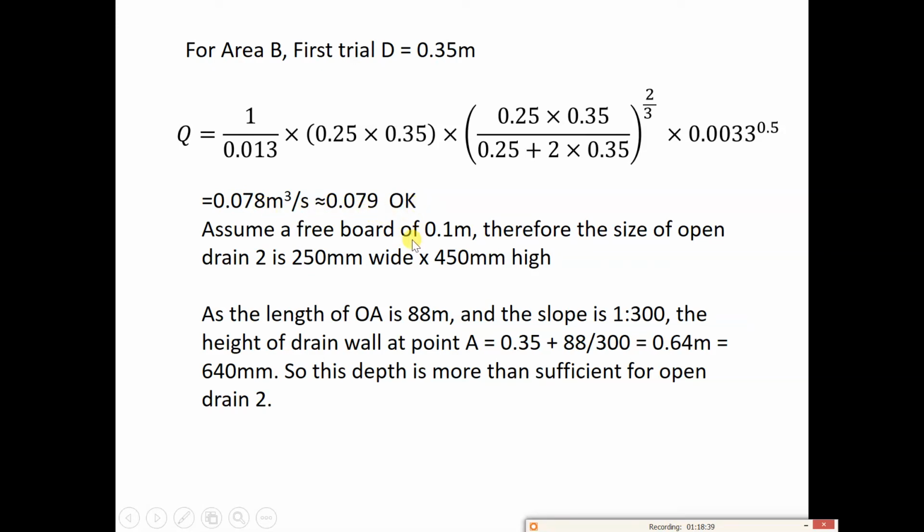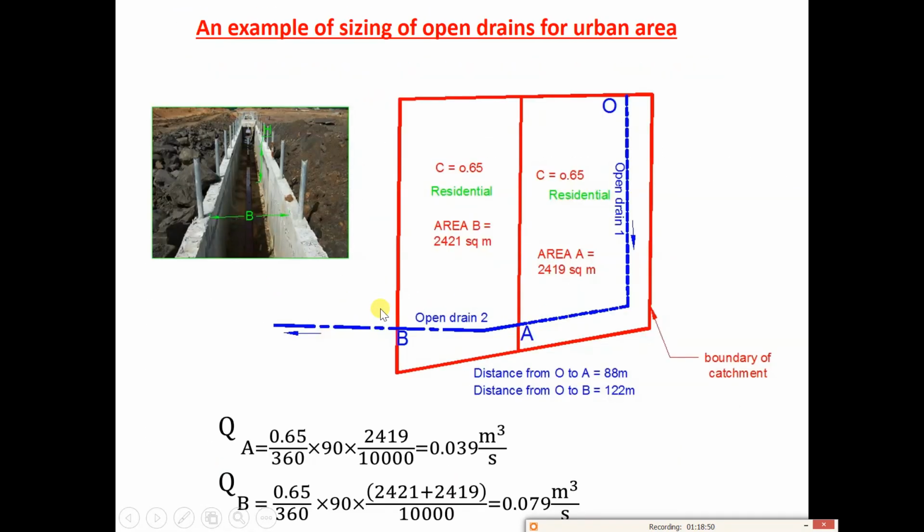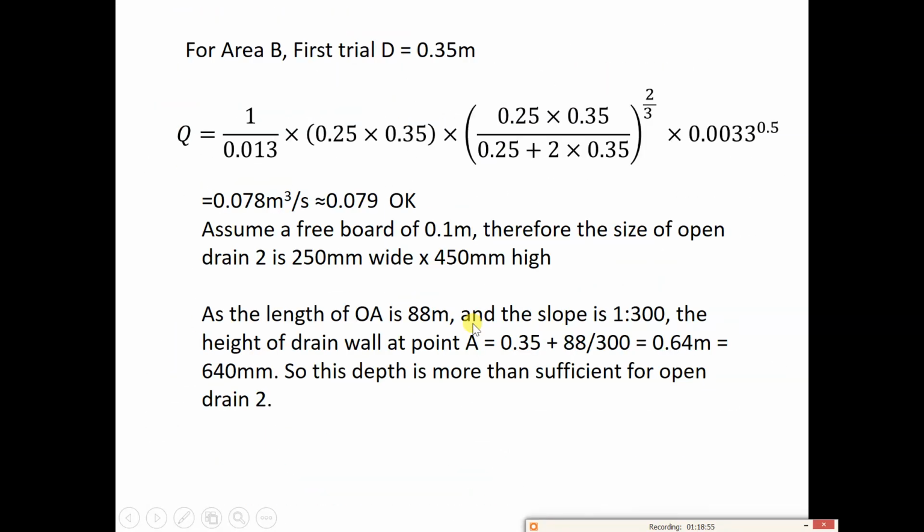So we can use it, because we still allow a freeboard as well, 0.1. So for open drain B, the size is 0.25 meter wide, which is 250 mm, and 0.35 plus 0.1 is 450 mm high. Okay, so that's all for part 1 of this roadside drainage.